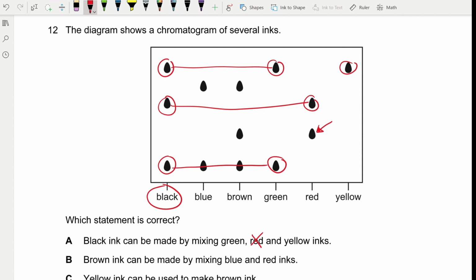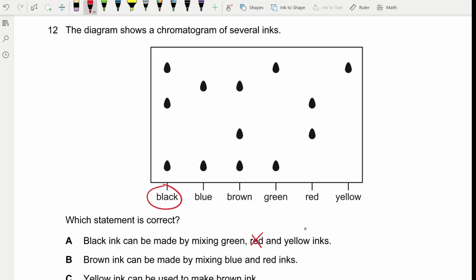How about brown ink? Can be made by mixing blue and red inks. Brown has the same spot as one component of red and both components of blue. So blue is there, but red is missing one component.